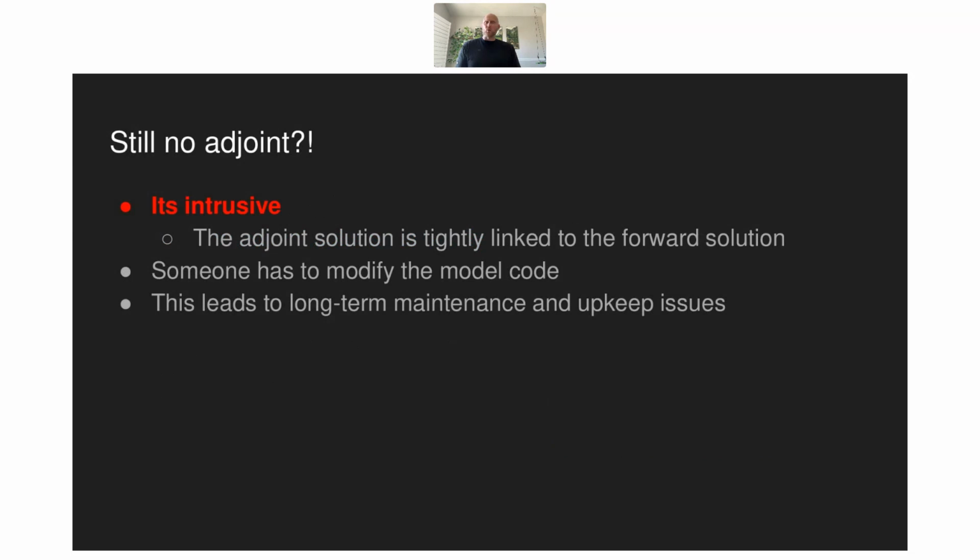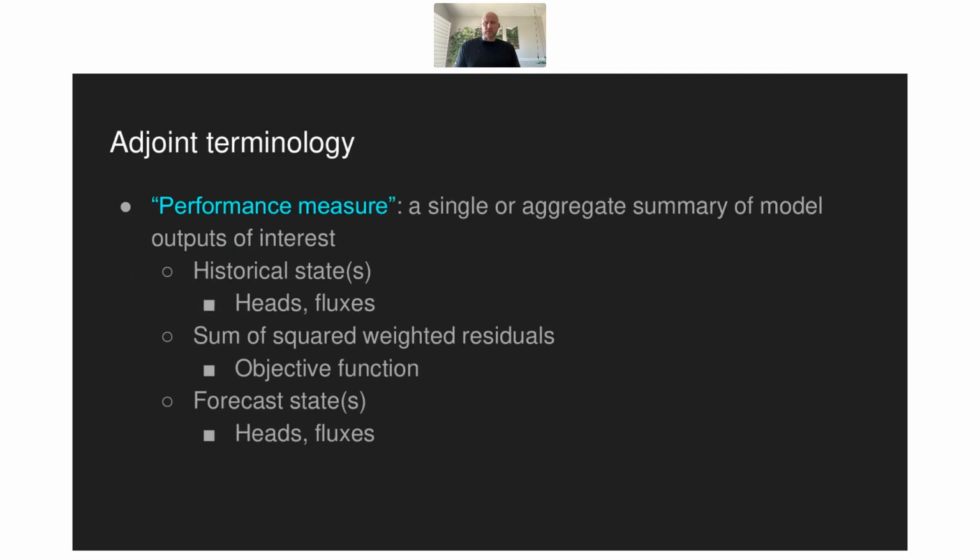But the question is, why do we still not have an adjoint with our production level MODFLOW codes? And the problem is the adjoint is intrusive. And what I mean by that, the way we solve the adjoint equations, which we'll see in a little bit, depends very strongly on how the forward solution is implemented in the code. That means somebody has to go into the modeling code and change it. Historically, they have to change the code, and that leads to long-term maintenance and upkeep issues to support an adjoint.